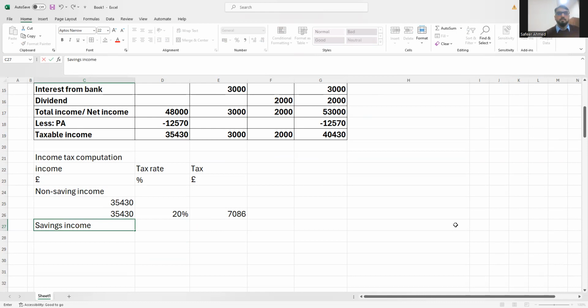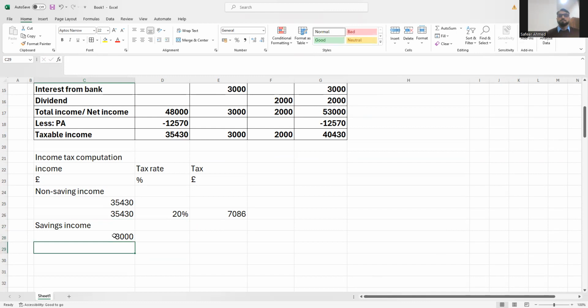Now we're going to tax saving income. The savings income amount is 3,000. Now, one thing you need to understand is the personal savings allowance. So I'm going to write here the word PSA. This depends on your taxable income. If the taxable income is less than 37,700, a 1,000 personal savings allowance is available to the taxpayer. If it is between 37,701 and 150,000, then a 500 personal savings allowance is available.